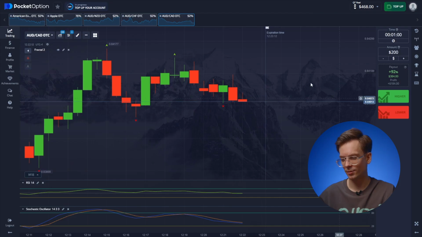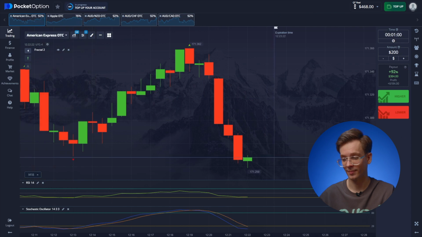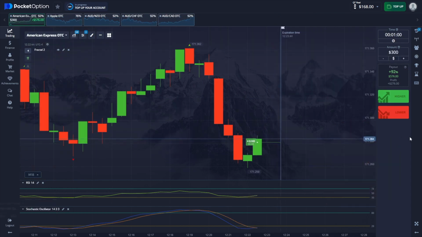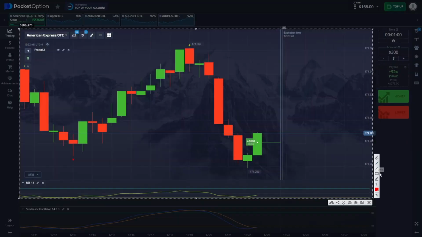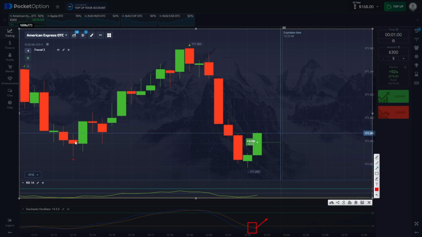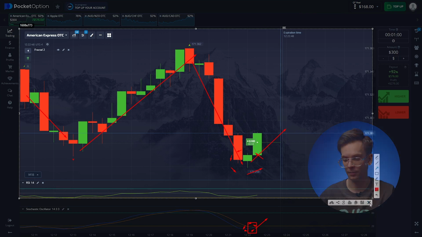Aussie and Canadian dollar also raised out, so I'm moving to American Express. Oh man, this is straight out of a textbook. I'm going long. Now if you check out the RSI, the numbers are crossing above the 30. And if you follow the chart's trajectory, you can see the price has bounced off the support level before. This means we are looking at a trend reversal and the price is likely to keep climbing.